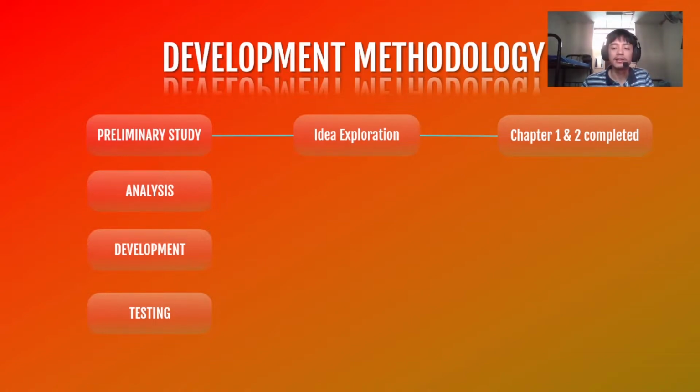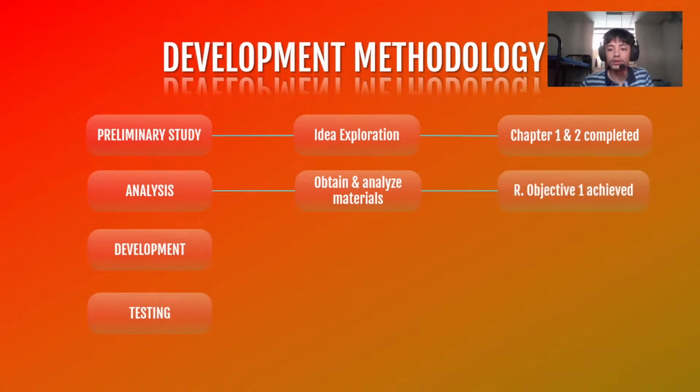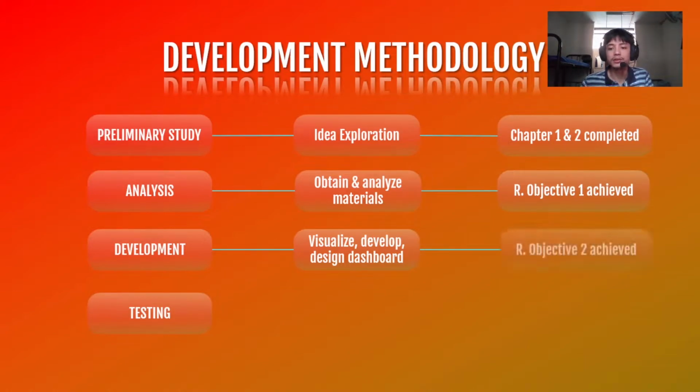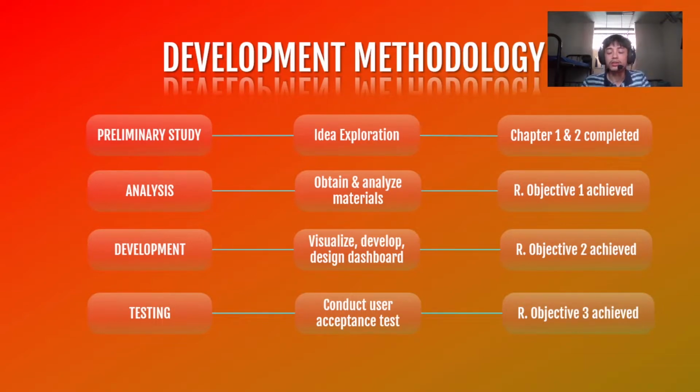In the analysis phase, the datasets regarding the project title have been discovered and identified. Eventually, the first objective was achieved, which was to analyze the datasets about the issues of online learning within higher education. In the third phase, it involved visualizing the dataset, developing and also designing the dashboard, while at the same time, research objective 2 was achieved. And finally, the testing phase was handled by conducting a user acceptance test. Therefore, research objective 3 has been achieved, which is to evaluate the usability and the performance of the dashboard. The results from the test can be seen in the following slides.